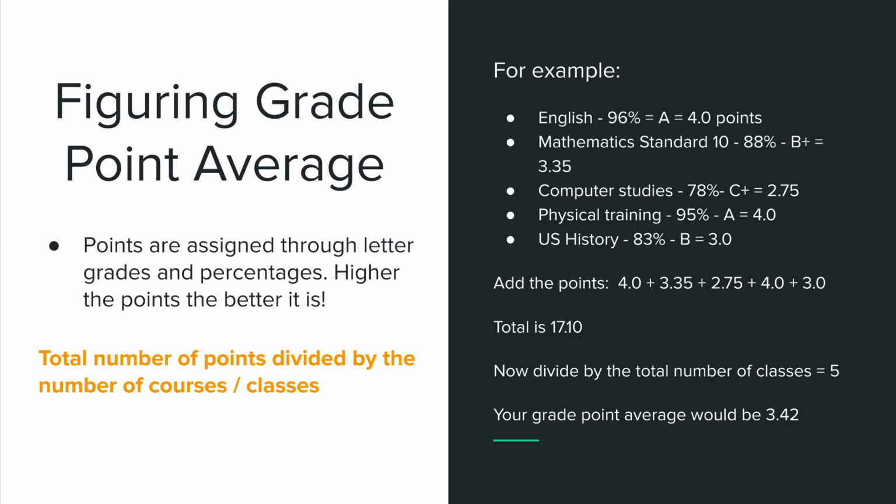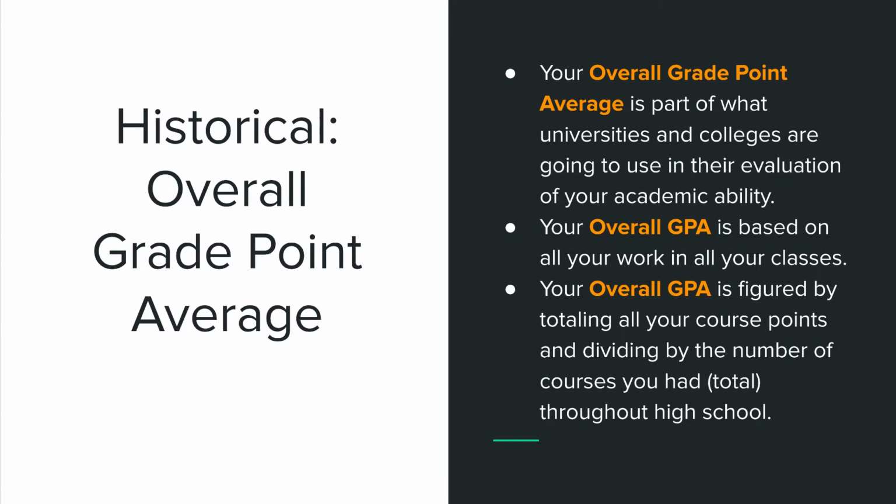Now there's a difference between a grade point average like this and a historical or overall grade point average. The overall grade point average is part of what colleges and universities are going to use to evaluate your academic ability. Your overall GPA is based on all your work in all your classes throughout your high school career. Your overall GPA is figured by totaling all your courses like I just did and dividing by the number of courses, which we just did, in total throughout your high school.